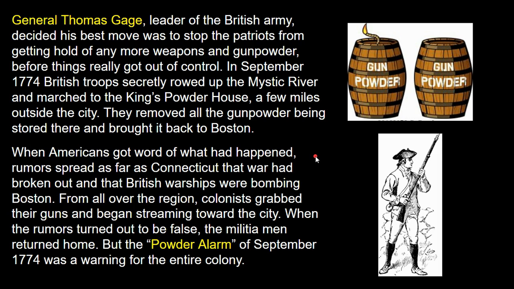When Americans got word of what had happened, rumors spread as far as Connecticut that war had broken out and that British warships were bombing Boston. From all over the region, colonists grabbed their guns and began streaming toward the city. When the rumors turned out to be false, the militiamen returned home. But the powder alarm of September 1774 was a warning for the entire colony. Go ahead and answer the questions, and we'll move on to the next slide.